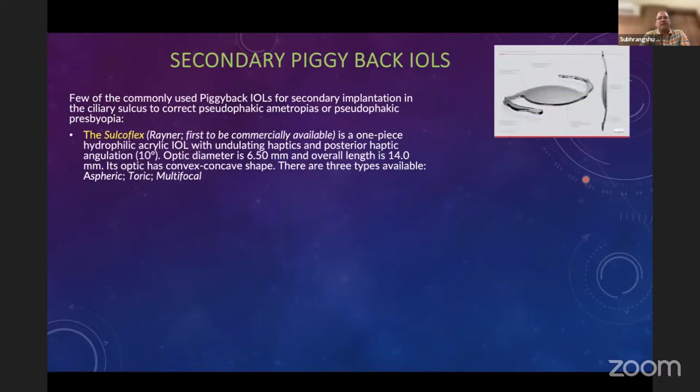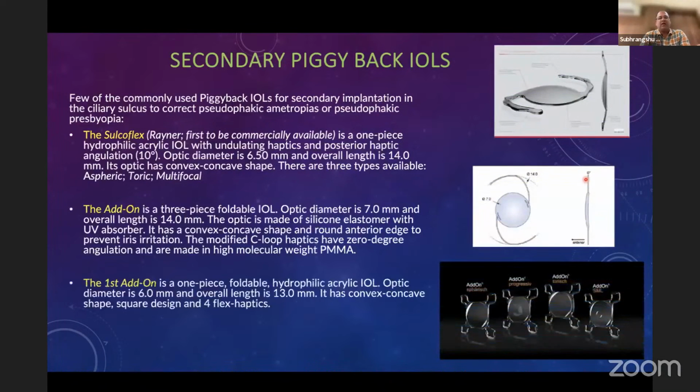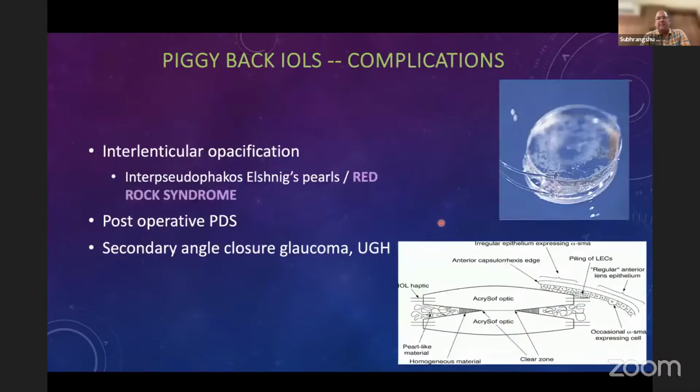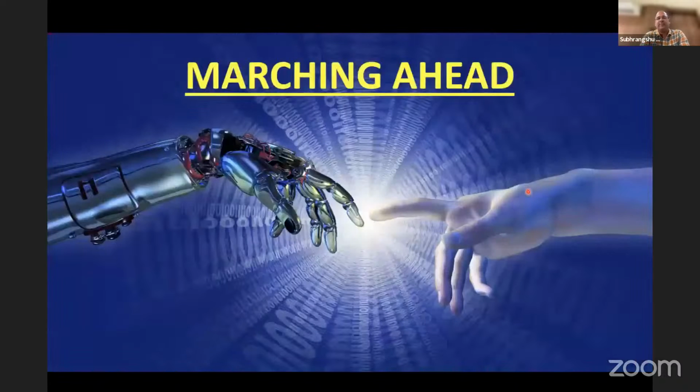One is, of course, the Sulcoflex, the add-on, and the first add-on. These are a few of the commonly used secondary piggyback IOLs. And complications, of course, are there. Like, for example, there might be interpseudophakic Elschnig pearls, what we call the red rock syndrome. There might be post-operative pigment dispersion syndrome, secondary angle closure glaucoma, UGH, etc.